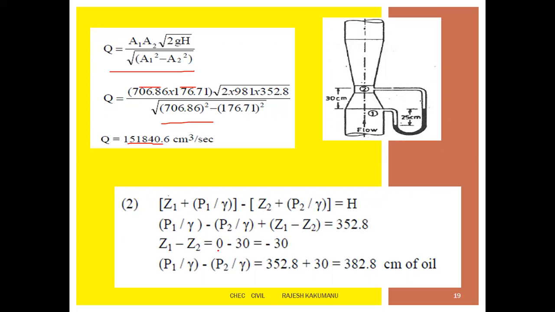Now Z1 is equal to 0, and Z2 is equal to minus 30. Now P1 by gamma minus P2 by gamma is equal to 352.8 plus 30. That is equal to 382 centimeters of oil.